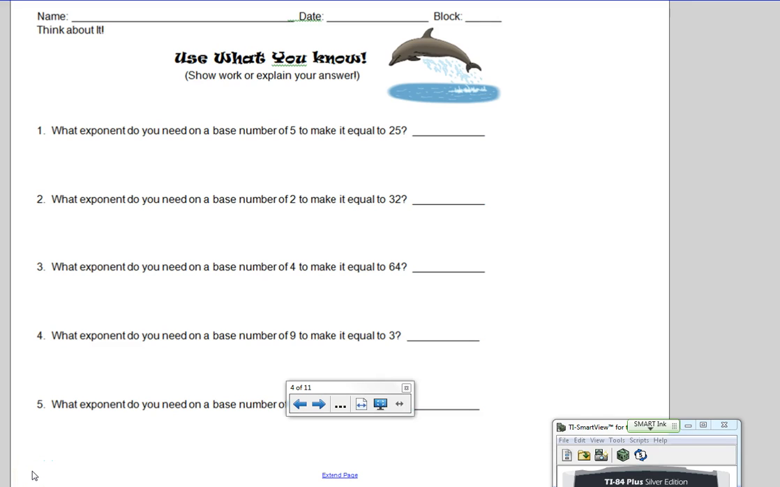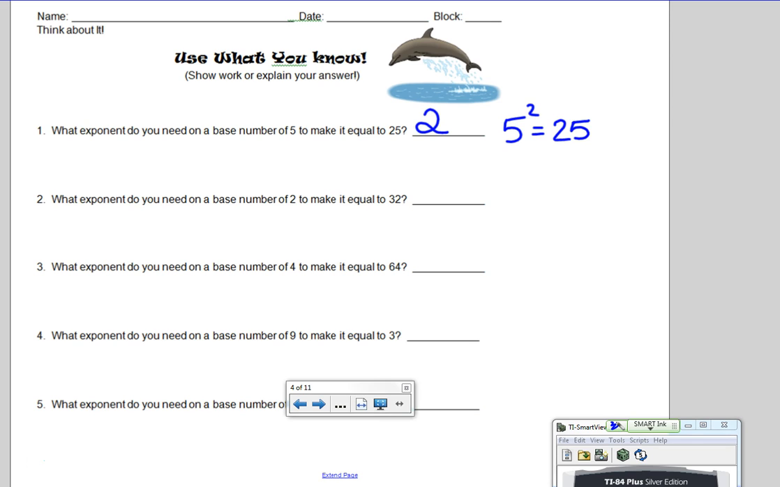Hi, today we're going to continue with exponents and learn a new thing called logarithms that helps with dealing with exponents. Number one, before we start, we're going to do some background questions. Number one says, what exponent do you need on a base number of 5 to make it equal to 25? Well, that one's rather easy. You would have to have a 2 power to make it equal to 25. So the answer would be 2.